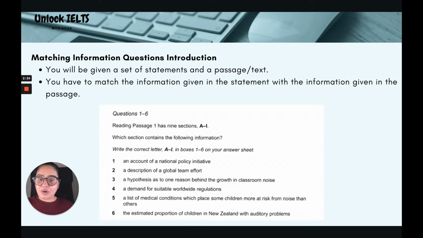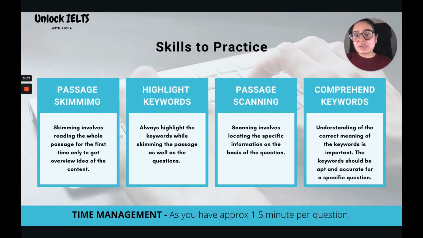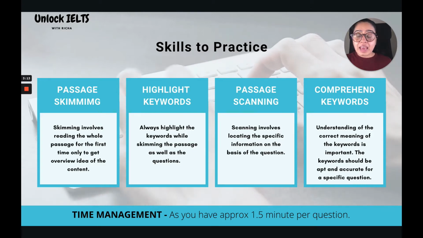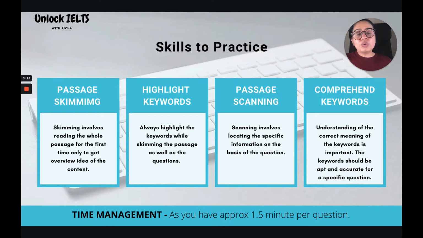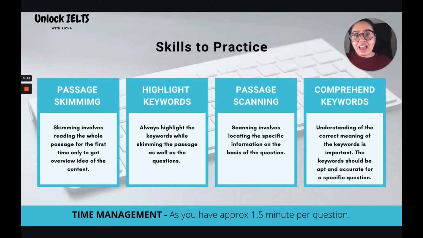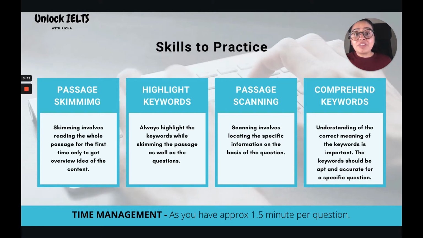Now let's understand what are the crucial skills which you need to practice in order to score the desired band in the IELTS reading section. First of all, you need to skim the passage in order to get the overall idea of it. You are not at all required or expected to read every bit of the passage and understand every bit of it. Then comes the highlighting of the keywords.